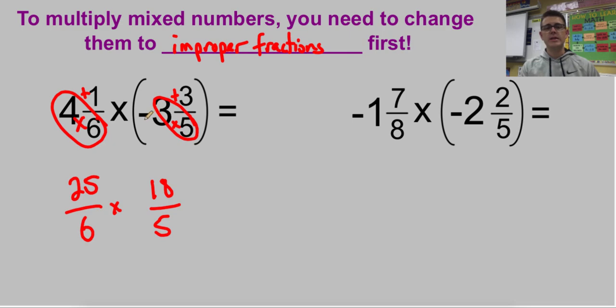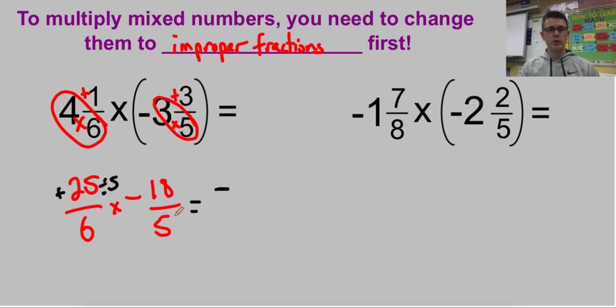Notice I didn't think of this as a negative 3 times a 5. This whole fraction turns into 18/5. The negative just sticks with it. The whole fraction was negative, so the whole improper fraction is negative. Ignore that sign until after you've changed it into an improper fraction. Now I'm ready to multiply. So first I tackle my sign. A positive times a negative means my answer is going to stay negative.